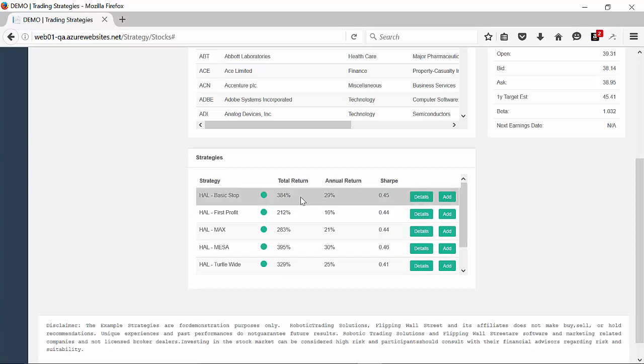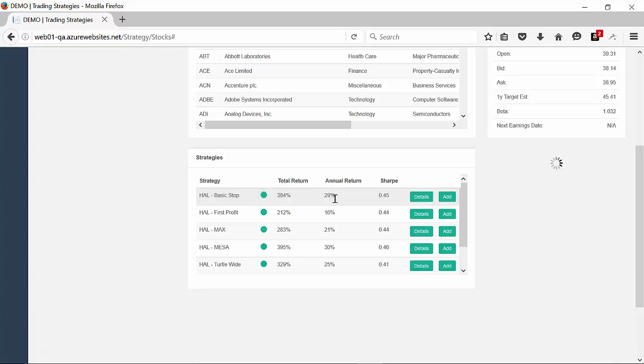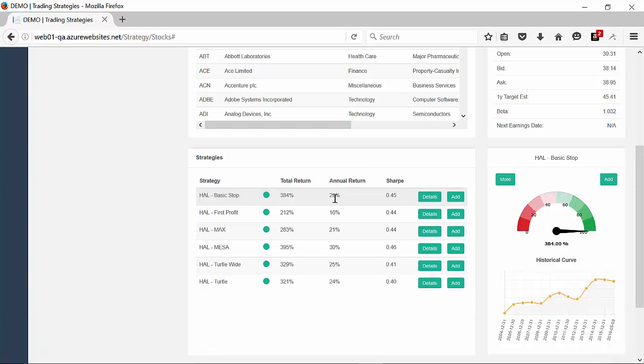If we look at Halliburton, it appears that the basic stop strategy is up about 384%, which is about a 29% return annualized. Let's go ahead and click on that and see if this is something that we'd like to add to our portfolio.